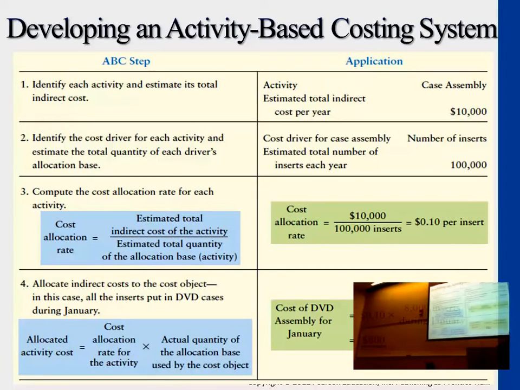Okay, so this is applying the same logic as what we covered in the previous chapter, predetermining manufacturing overhead rate. It's just we're doing multiple ones. We're doing one for each activity, finding the total cost, what the driver is for that activity, calculating a rate, and multiplying by the actual quantity. That's all we're doing here.